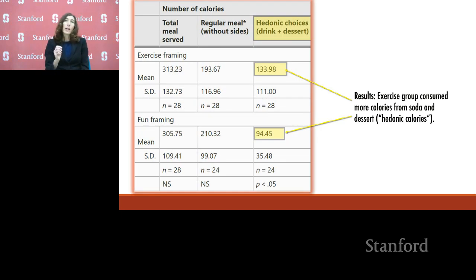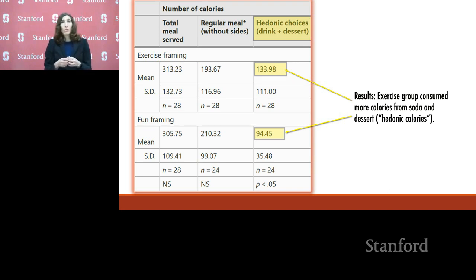And so when they looked at the drink and dessert calories, what they called the hedonic choices, they actually found a difference between the groups. So the average calories from drink and dessert was 133.98 in the exercise framing group versus 94.45 in the fun framing group. And they claimed that this was a statistically significant difference, and they actually made a big story out of this finding. And largely the story of their paper was built around this result.